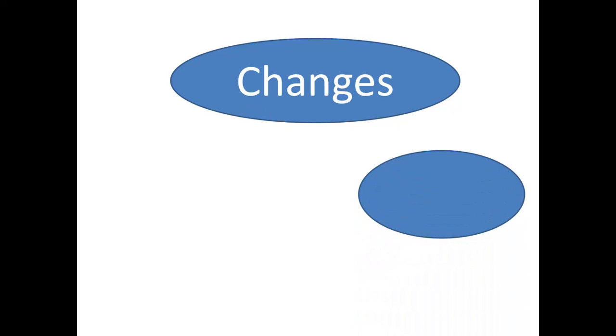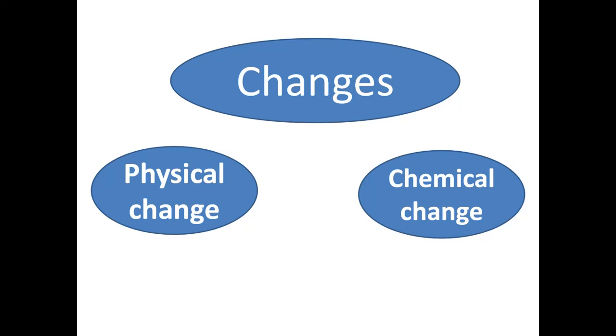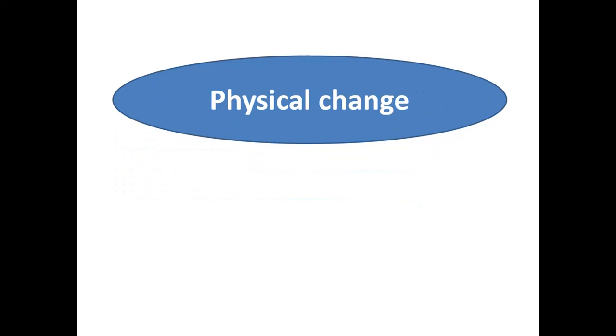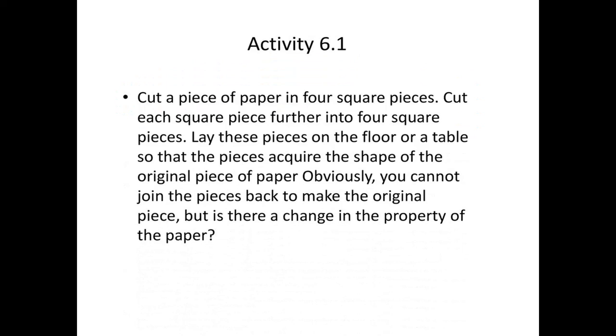In this chapter, we shall perform some activities and study the nature of these changes that we observe in daily life. Broadly, these changes are of two kinds: physical change and chemical change. Let us first of all understand what is meant by physical change. Let us perform a simple activity. Try to understand a simple activity.